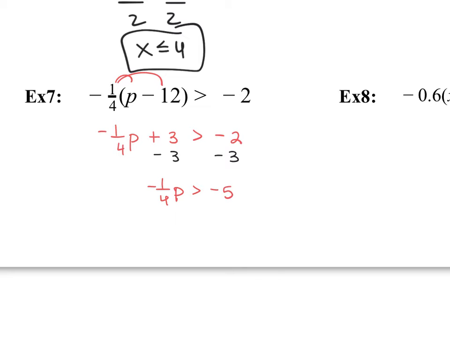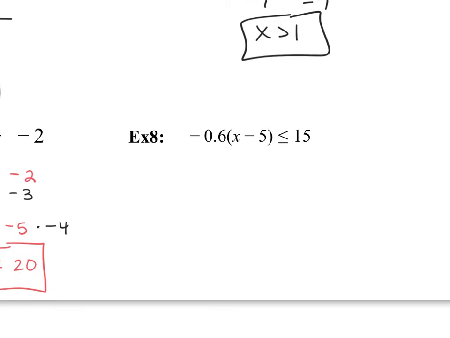And then to get rid of the negative 1/4 p, I could multiply by its reciprocal of negative 4. Now I am multiplying by a negative, so at this point, I need to reverse my inequality sign, and negative 5 times negative 4 is positive 20. My solution is p is less than 20. Pause the video to try example 8. Press play when you're ready to check your answer.